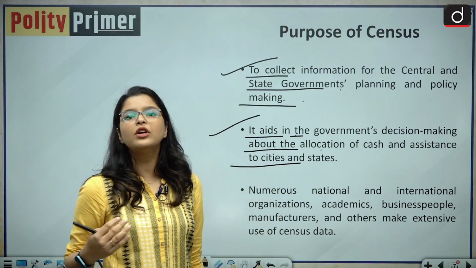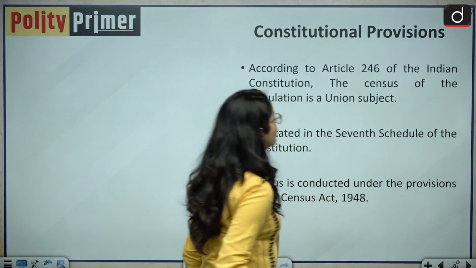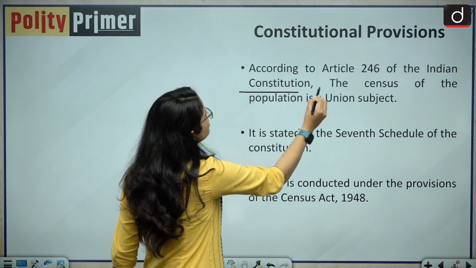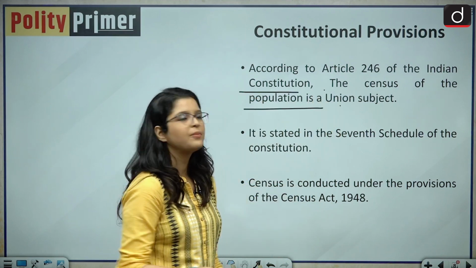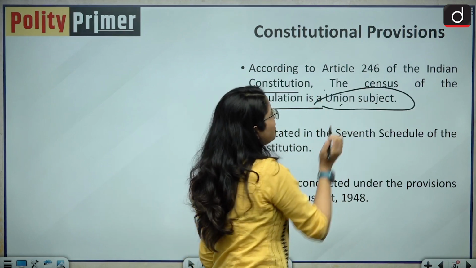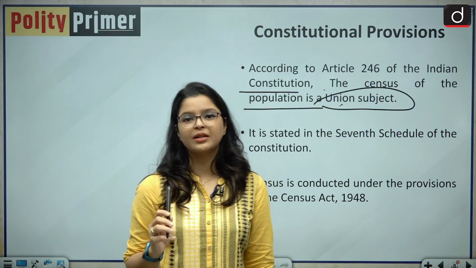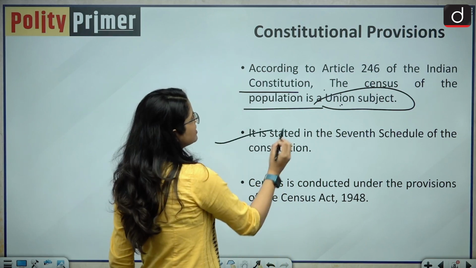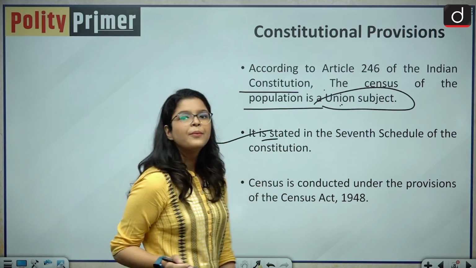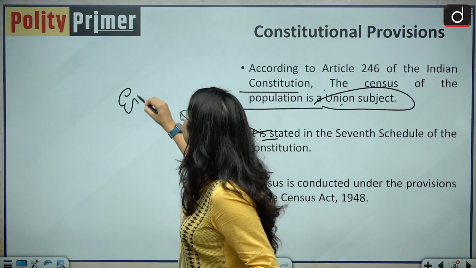Now, if I talk about the constitutional provisions in this regard, Article 246 of the Indian Constitution states that the census of the population is a union subject. That means the Parliament has the exclusive authority to make law over this subject. It is placed under the Union List. It is stated in the 7th Schedule of the Constitution under entry number 69.